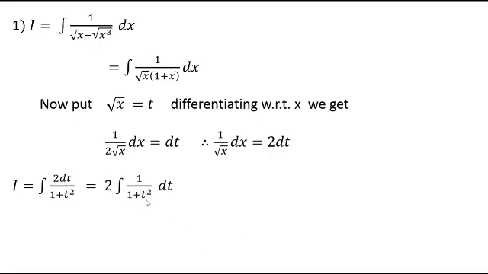And we know the integration of 1 upon 1 plus t square is tan inverse t, and the value of t is root x. So we put t is equal to root x, and that is the answer. So we converted it into the form in which the denominator is a quadratic expression and the numerator is a linear expression. Yes, it is a linear expression. Simply a constant is there.